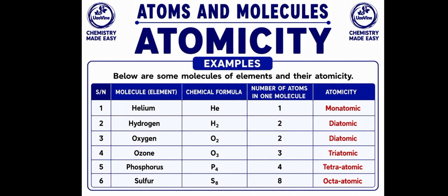Number 5, we have phosphorus, P4. That is 4 atoms joined to form that molecule. We say it is tetraatomic. Number 6, sulfur, S8. That is 8 atoms joining to form that molecule. We say it is octaatomic.